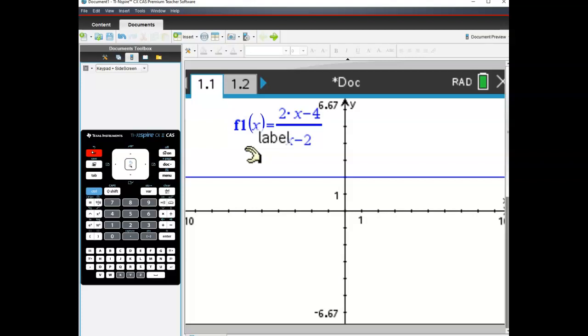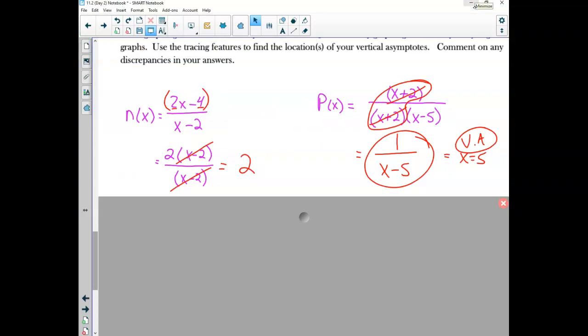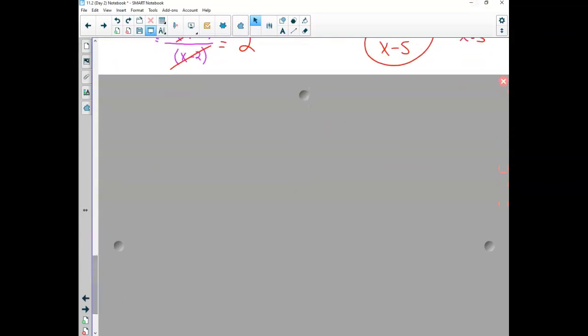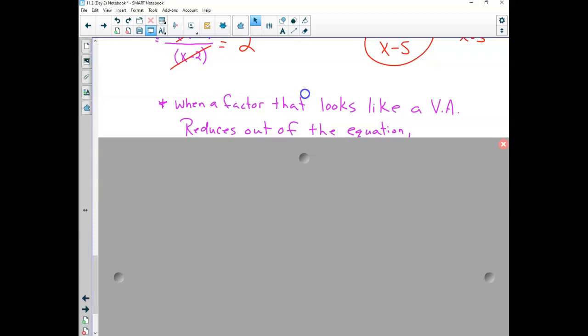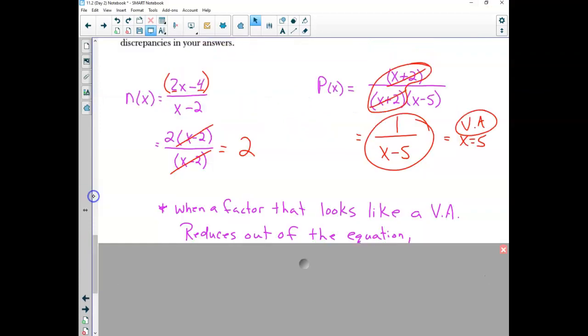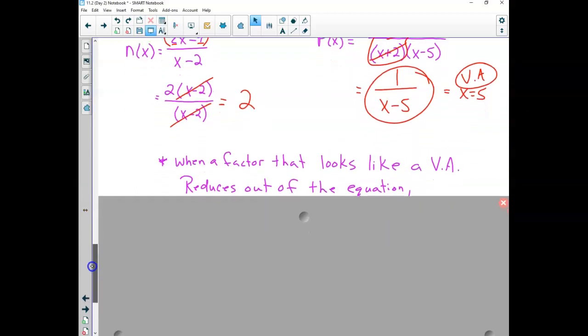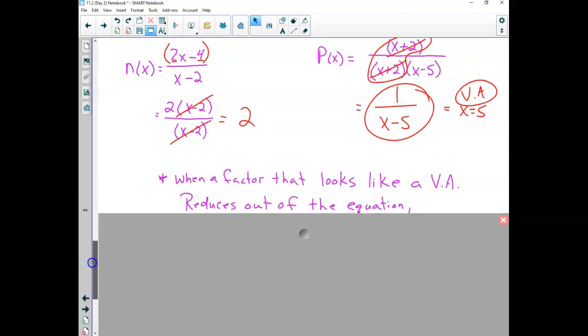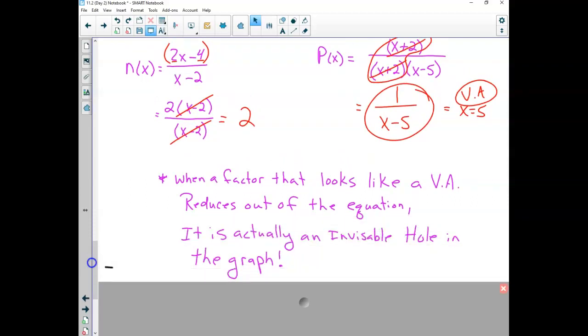What does that mean? Well, this is a good thing to get in your notes that I'm about to reveal. When a factor looks like a vertical asymptote, like these two examples right here, but it reduces out of the entire equation, this is actually an invisible hole in the graph, okay? It's not a vertical asymptote, it's going to be a little hole. We will talk more about those coming up in the future, but it's really important knowing that now.